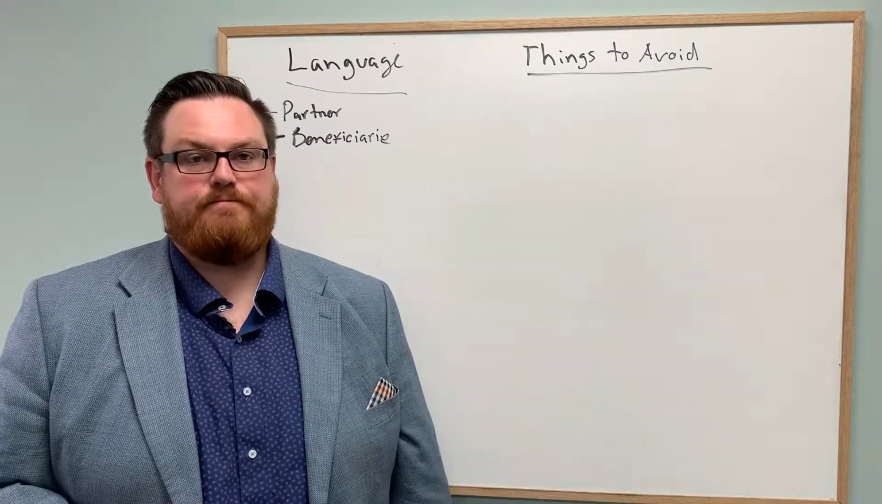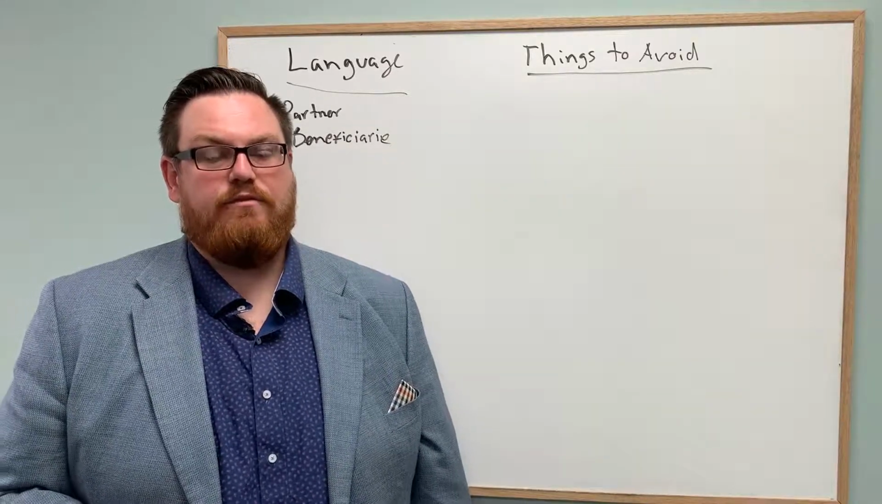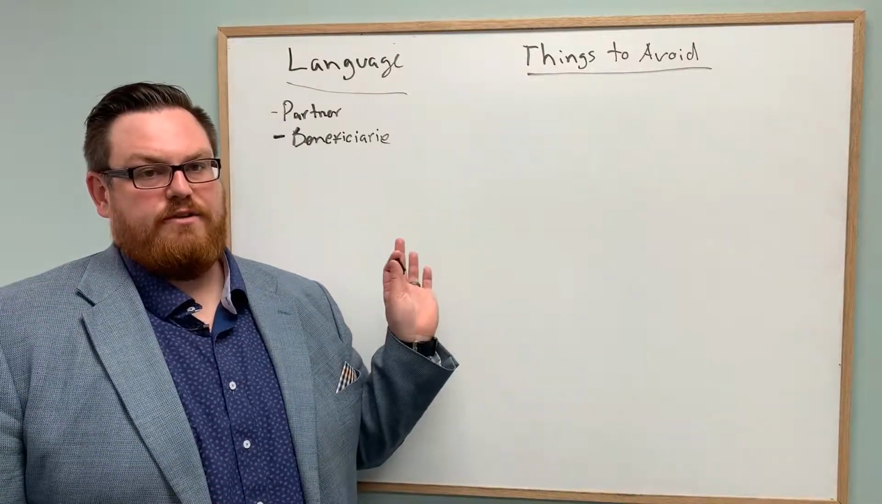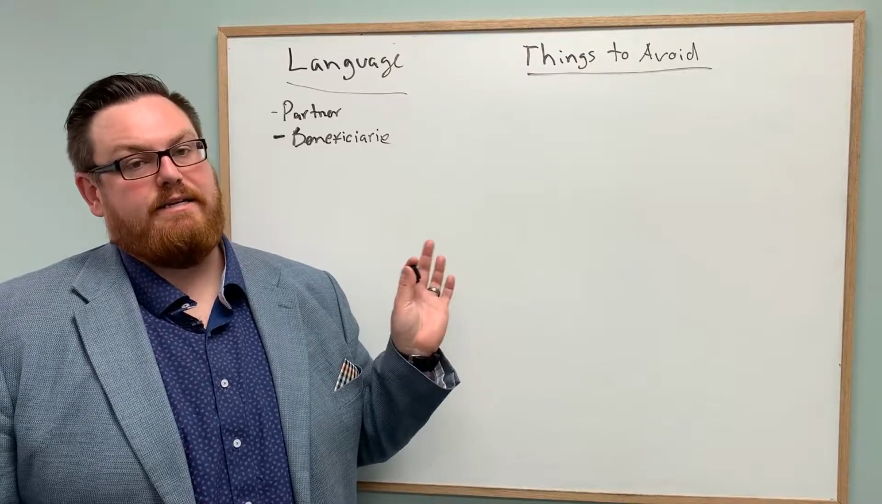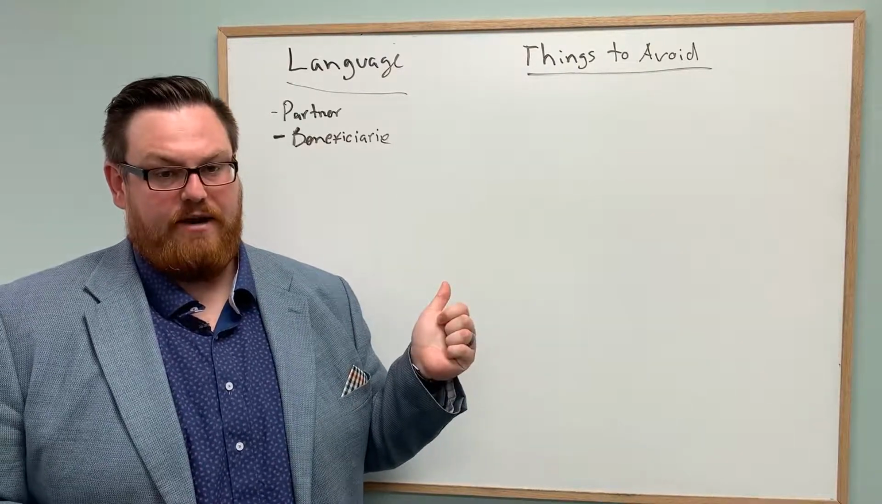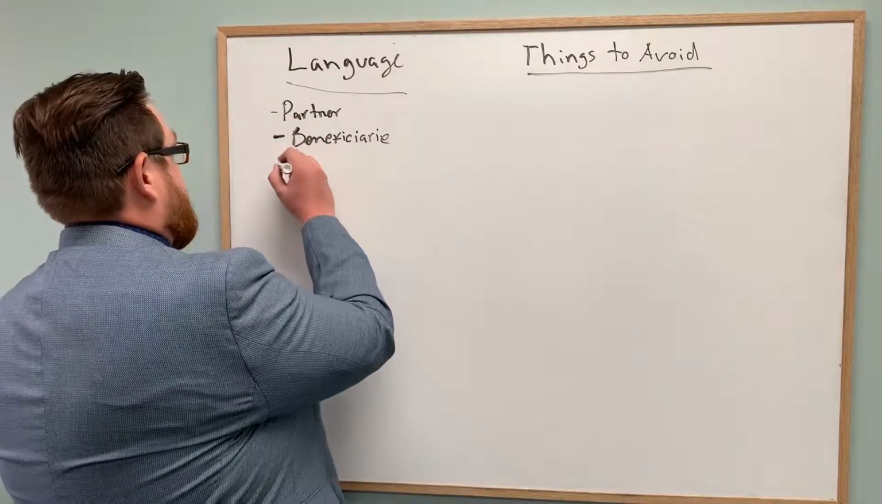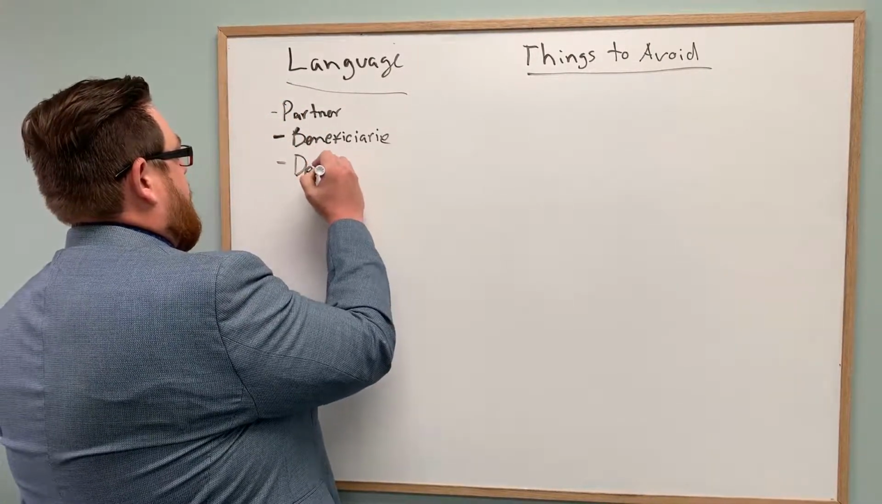It can be done in a number of ways and a number of calculations. But the important thing to know is if you have a beneficiary and it is important to your planning to name one, then name a beneficiary. Okay. Third is dependent.